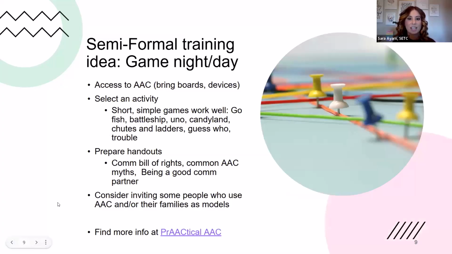Here's some more. So maybe doing like a game night or a game day, maybe doing it after school, and perhaps including people beyond your educators, maybe bringing in some families. The key being having access to as many types of AAC devices as you can, whether that's low-tech boards or high-tech devices. And then here are some of those games, some of which were mentioned before: Go Fish, Battleship, Uno, Candyland, Chutes and Ladders, Guess Who, Trouble. And then having maybe some handouts that people can take home with them. So maybe if you're not specifically talking through, these are why we need to use AAC, these are AAC myths, but just having them there so people can take it and read it on their own time later on. And then consider inviting some people who use AAC and their families. And these ideas are all straight from Practical AAC. So if you click that link, it'll take you to the blog that talks all about this.